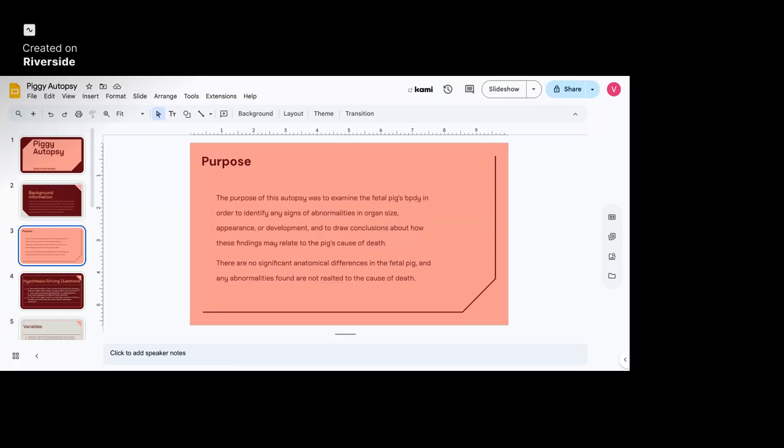For the purpose, I wrote, the purpose of this autopsy was to examine the fetal pig's body in order to identify any signs of abnormalities in organ size, appearance, or development, and to draw conclusions about how these findings may relate to the pig's cause of death. There are no significant anatomical differences in the fetal pig, and any abnormalities found are not related to the cause of death.